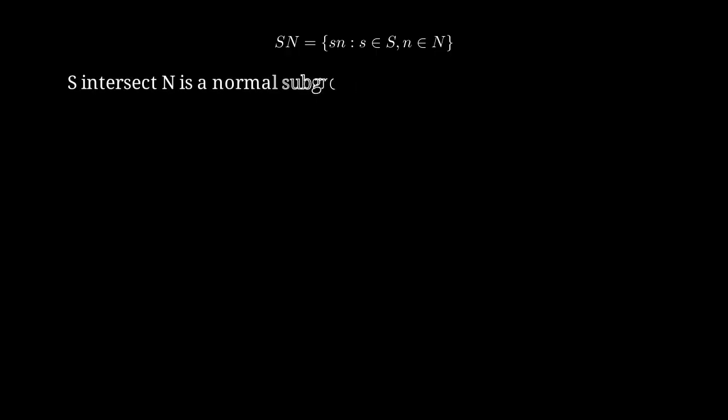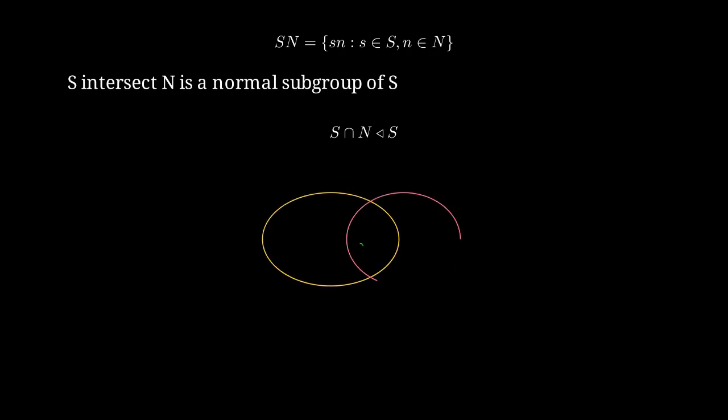The intersection of S and N is a normal subgroup of S. S intersect N is normal in S, which is crucial for the isomorphism. The intersection shown in green is where S and N overlap, forming a subgroup that's normal in S.